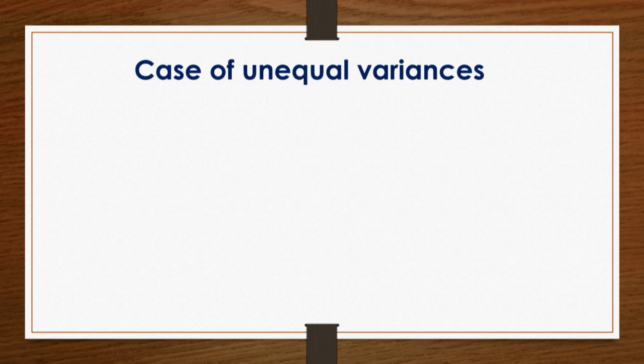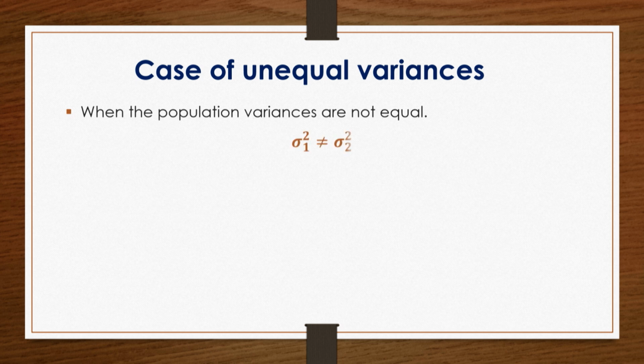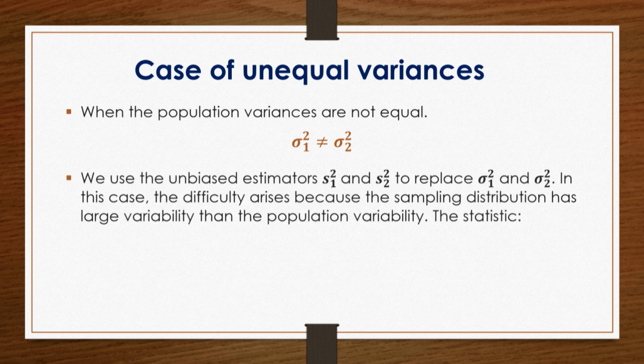Next, in the case of unequal variance, when the population variances are not equal, sigma 1 square is not equal to sigma 2 square is considered. Here we use the unbiased estimators S1 square and S2 square to replace sigma 1 square and sigma 2 square. In this case, the difficulty arises because the sampling distribution has larger variability than the population variability.